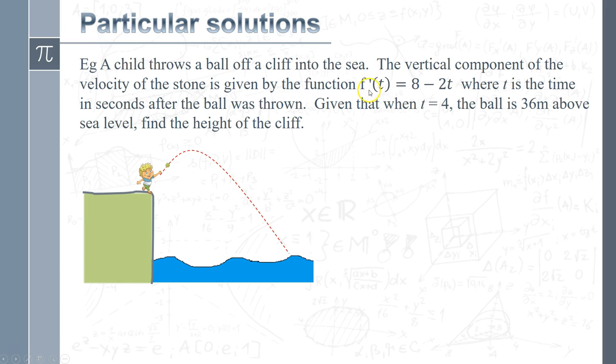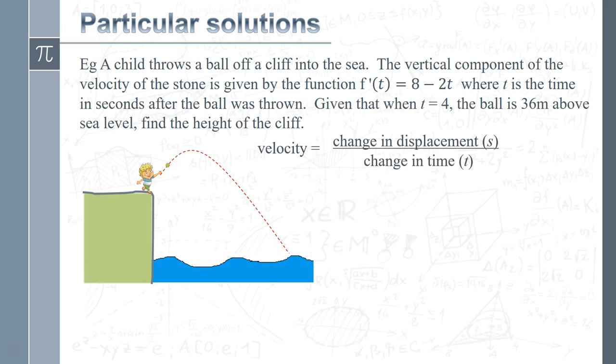And we're told that essentially our gradient function is 8 minus 2t, where t is the time in seconds after the ball was thrown. And what we've got to do, the question says, is given some information here, work out the height of the cliff. So this is going to come up in your mechanics. I'm going to briefly go through it again. Hopefully it might be something you're already aware of.